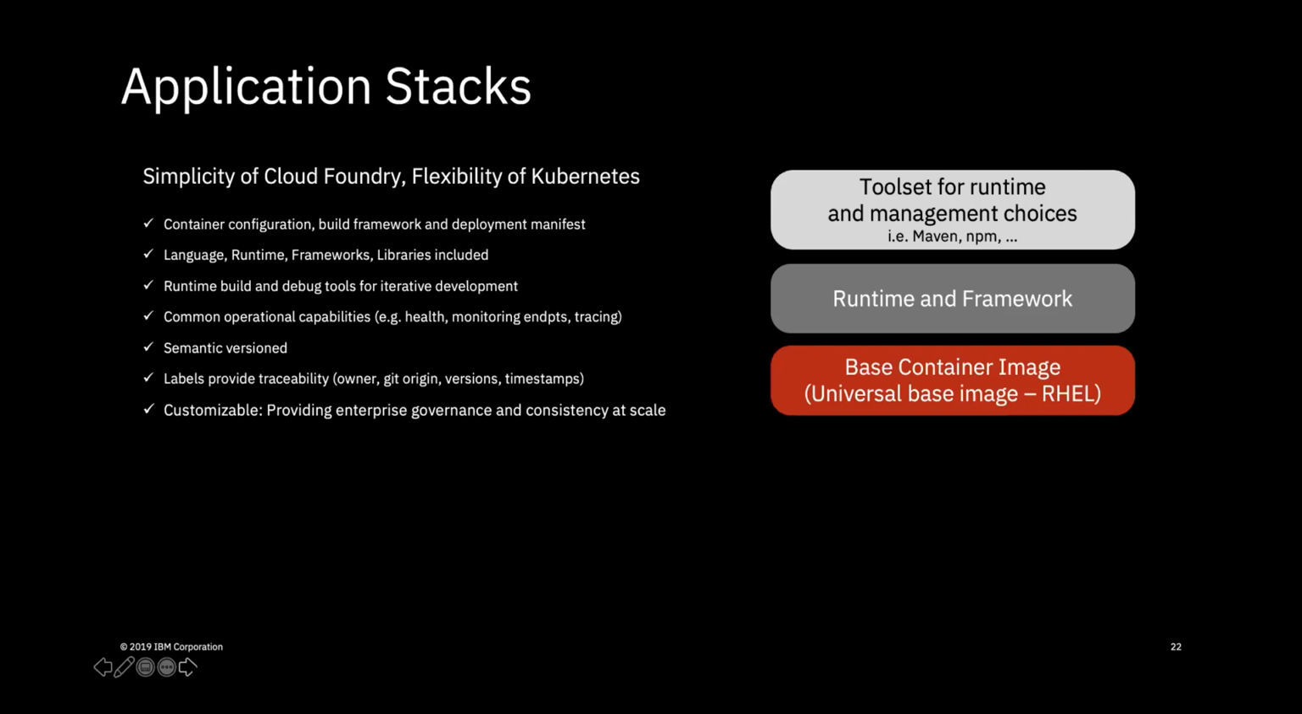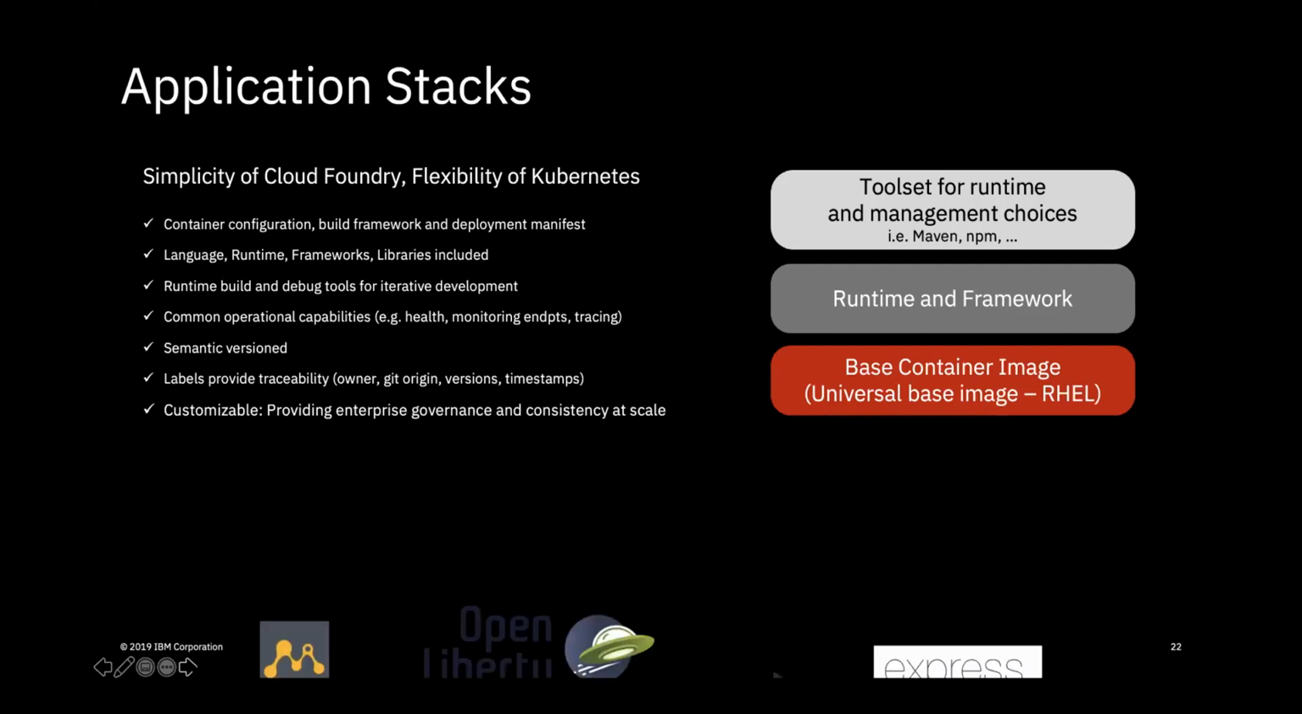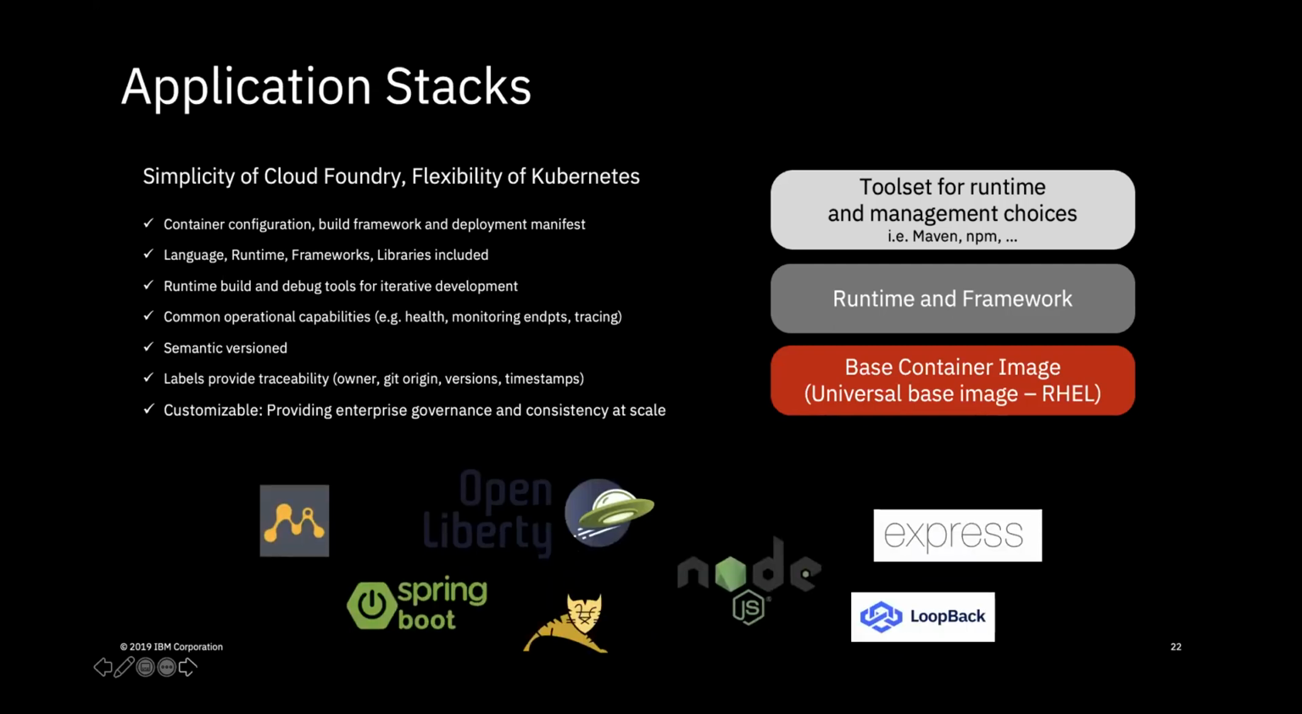So an application stack comes with a base image, and we ship in Cloud Pak for Apps using a universal base image from Red Hat. It comes with the middleware, runtimes, frameworks, and tooling that you want to use, and then you place your application on top of it. So we started with a set of MicroProfile based things based on Open Liberty. We shipped Tomcat and Spring Boot.